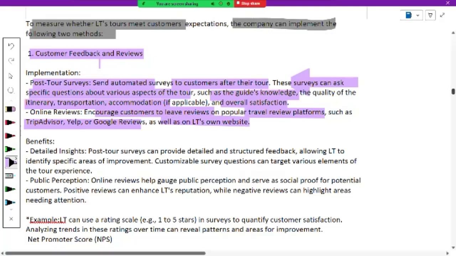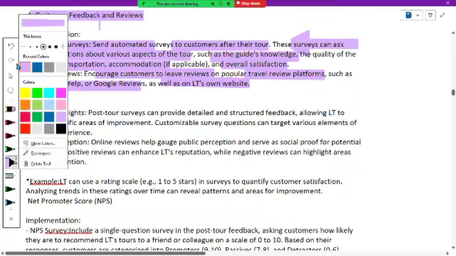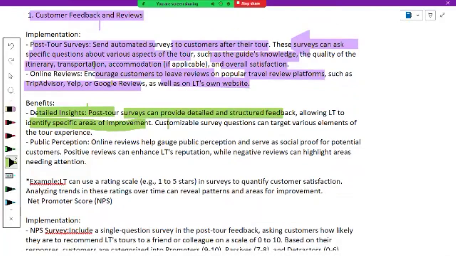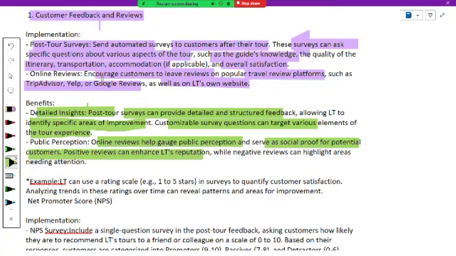And if we do it, what type of benefit will we have? Detailed insights. Surveys can provide detailed and structured feedback, allowing LT to identify specific areas of improvement. Customizable survey questions can target various elements of the tour experience. Public perception: online reviews help gauge public perception and serve as social proof for potential customers. Positive reviews can enhance LT's reputation, while negative reviews can highlight areas needing attention. For example, LT can use a rating scale, for example 1 to 5 stars, in surveys to quantify customer satisfaction. Analyzing trends in these ratings over time can reveal patterns and areas for improvement.